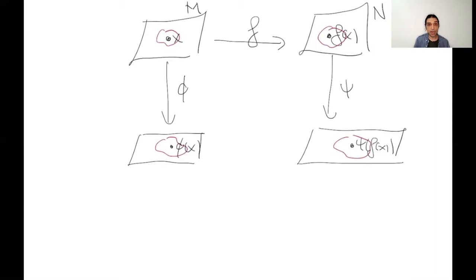And there is a map that is closing the diagram, which is the expression of f in these two local charts, phi and psi. All right? This is the composition of the inverse of phi, f, and psi. So what happens now? We know by hypothesis that f is an immersion at the point x.